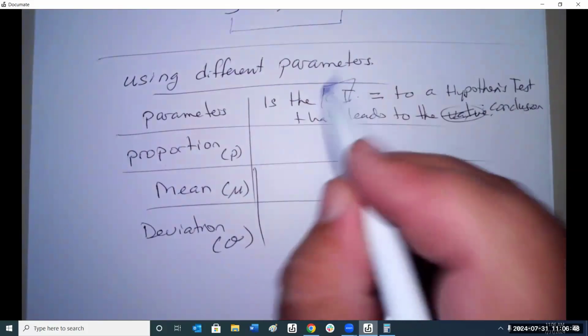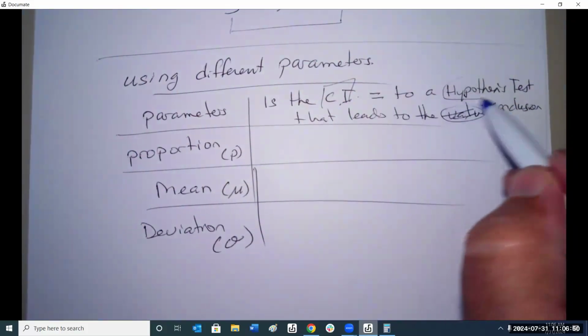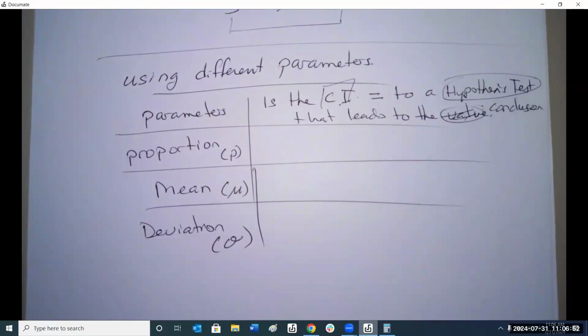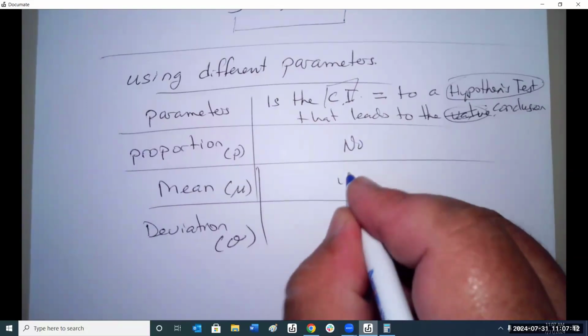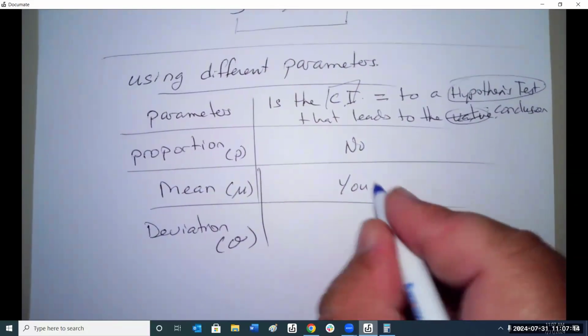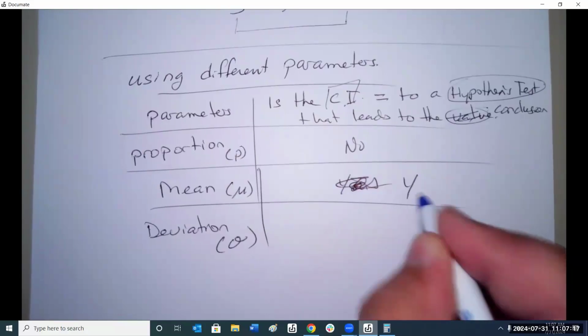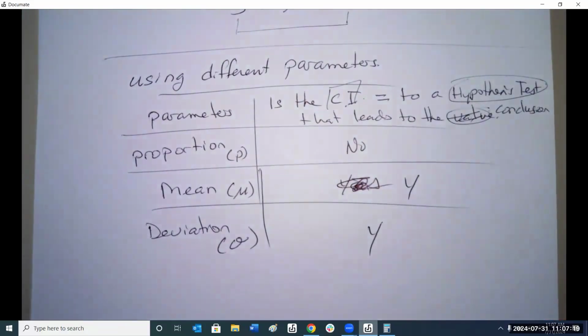We just talked about the confidence interval up there. The hypothesis test is not an interval, it's a specific value. But no matter what method we use, if they give us the same conclusion, are they the same? For proportions, it's no. And for the mean and deviation, it's yes. Why?